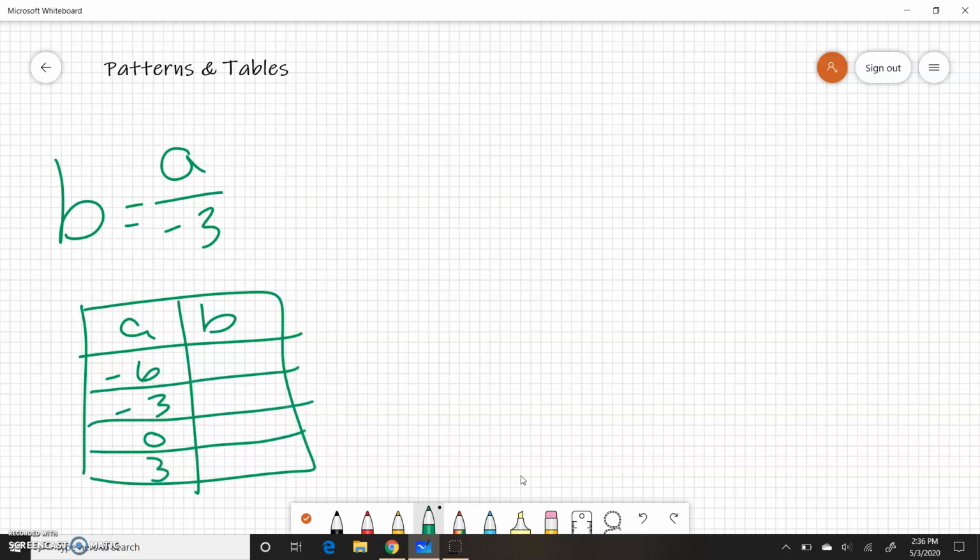If you want, you can pause the video and see if you can get the same answers as me. That'd be a good check right there. Okay, so B equals A divided by negative 3. So basically, I'm going to take my A's and divide it by negative 3. So my first one, B equals negative 6 divided by negative 3. Well, 6 divided by 3 gives me 2, and they're both negative, so that is, in fact, a positive 2.